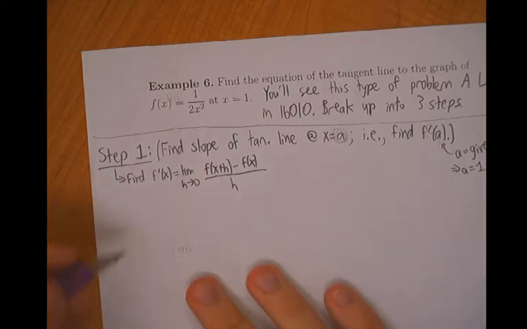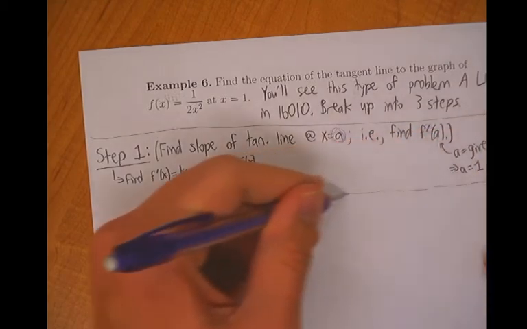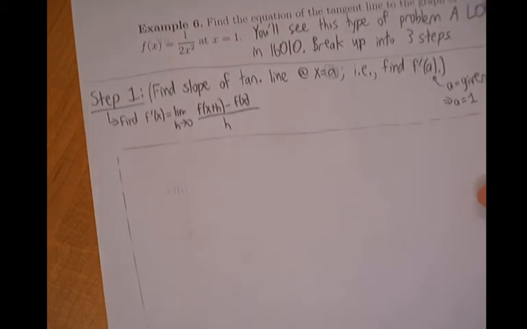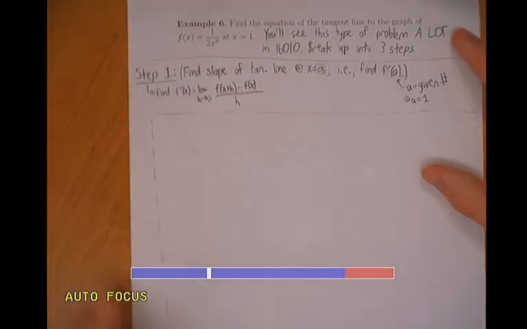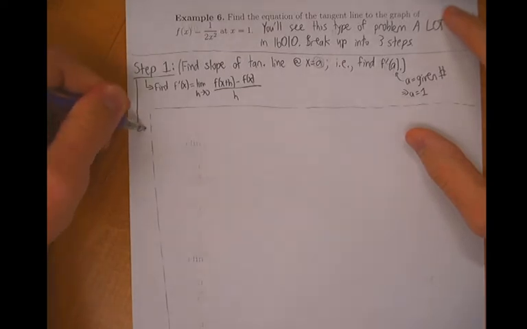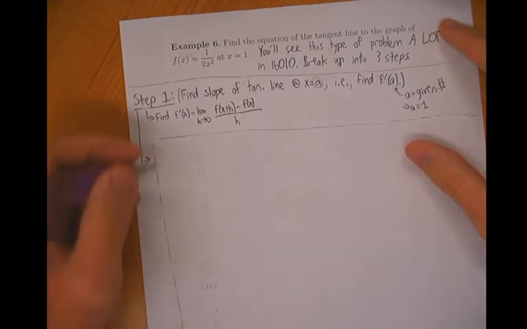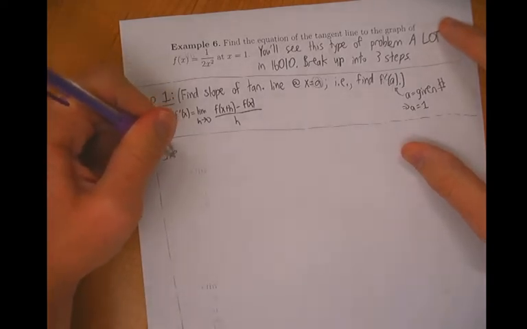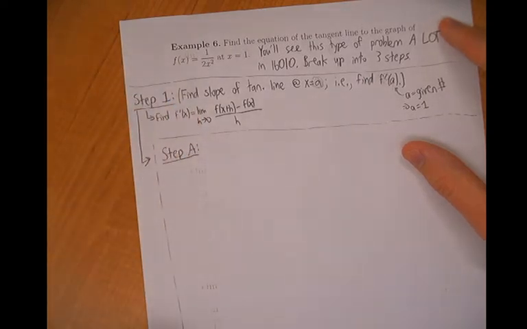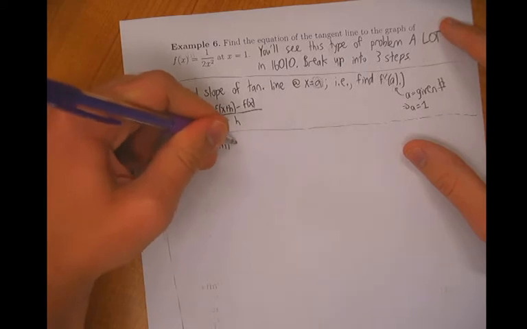So what I'm going to do is use dotted lines to indicate that all this work here is just for step 1. So let's go ahead and do that. So in this case, let's use step A. So first step is find f of x plus h.